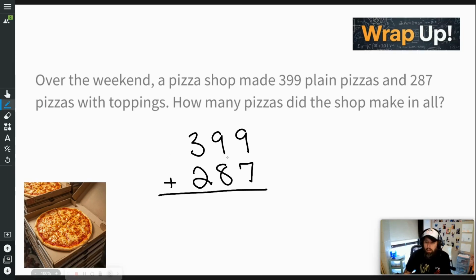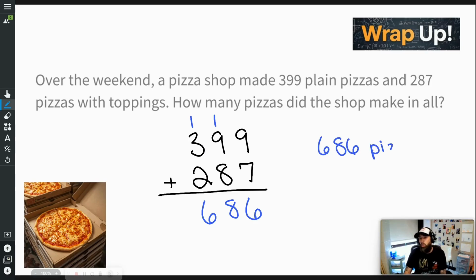Let's choose our different colors so that we know what we're doing. Start all the way to the right. You have 9 plus 7, which is 16. Write out your 6, carry the 1. 1 plus 9 is 10. 10 plus 8 is 18. Write out your 8, carry the 1. 1 plus 3 is 4. 4 plus 2 is 6. And we end up with 686, and we're looking at pizzas. So 686 pizzas.